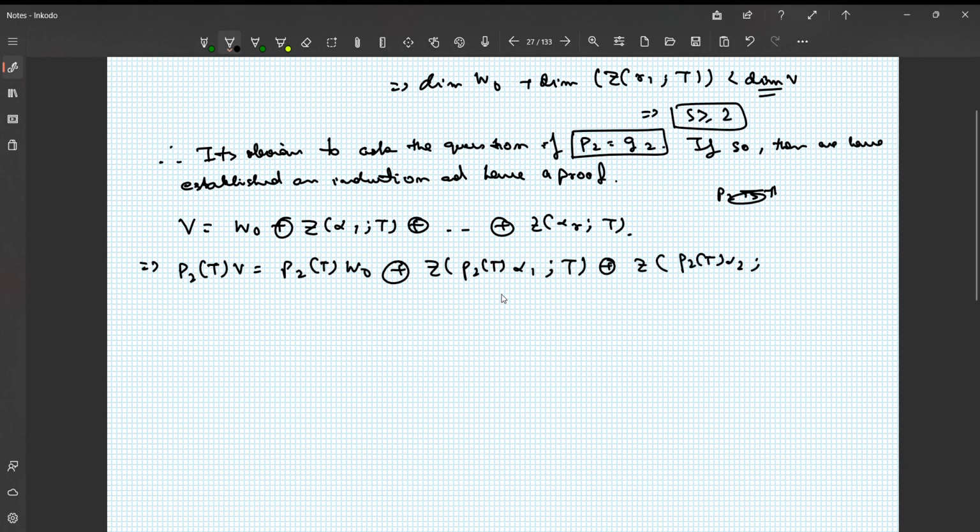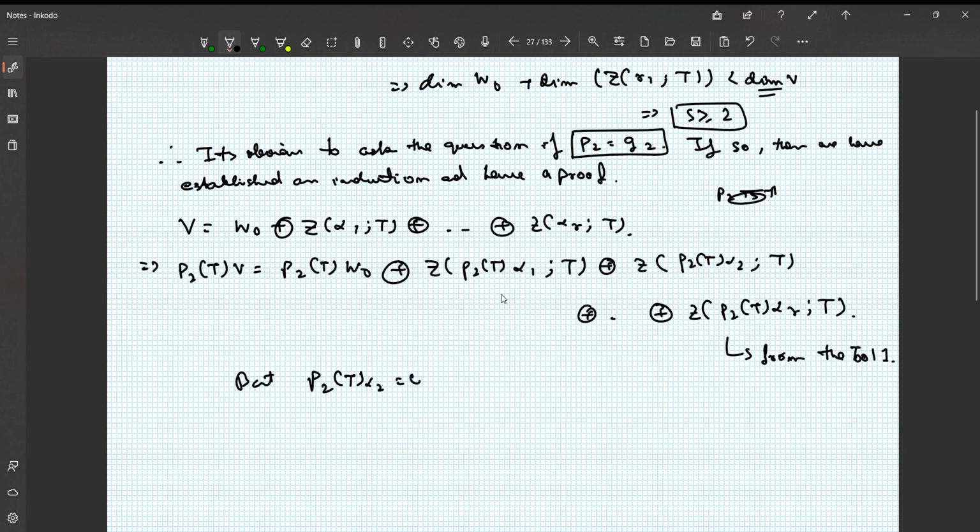Right? Now P2 is the, or let me just write it. Plus you have Z(P2(T) alpha 2; T), and so on till Z(P2(T) alpha r; T), right? Yeah, so this happens from tool 1.